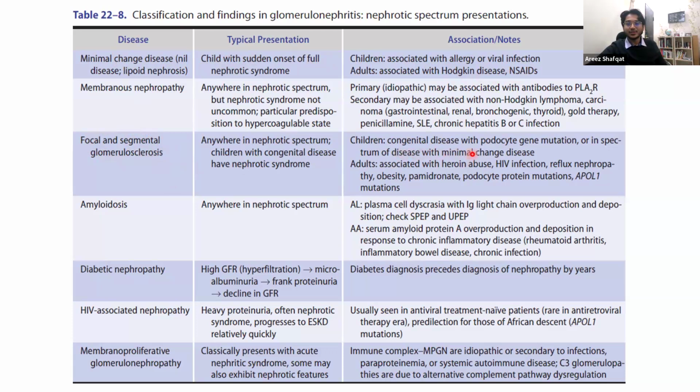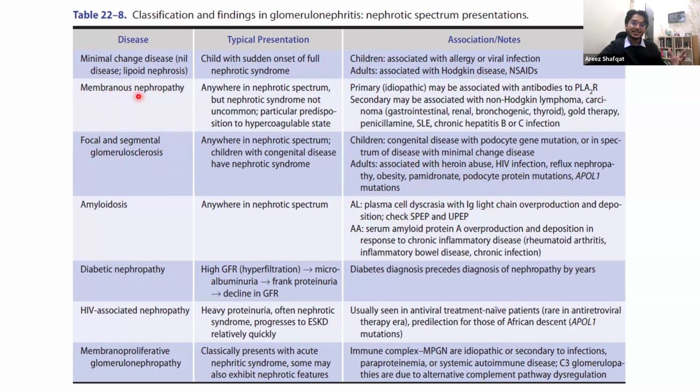It's usually associated with podocyte mutations in primary disease. In adults, these are usually African Americans, or the case scenario would be an African American, history of heroin abuse, HIV infection, obesity, also associated with podocyte mutations, okay?